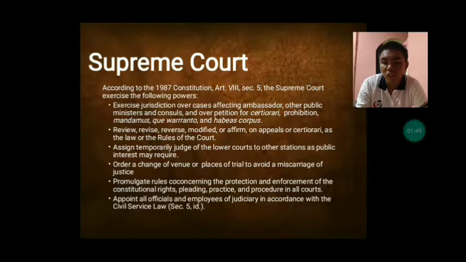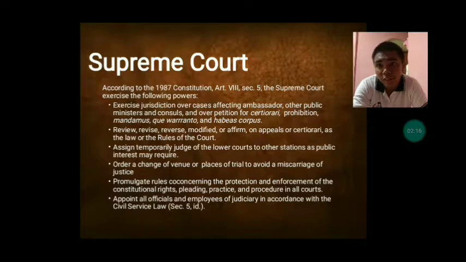cases in which the jurisdiction of any lower court is in issue, and all criminal cases in which the penalty imposed is reclusion perpetua or higher, and all cases in which only an error or question of law is involved.